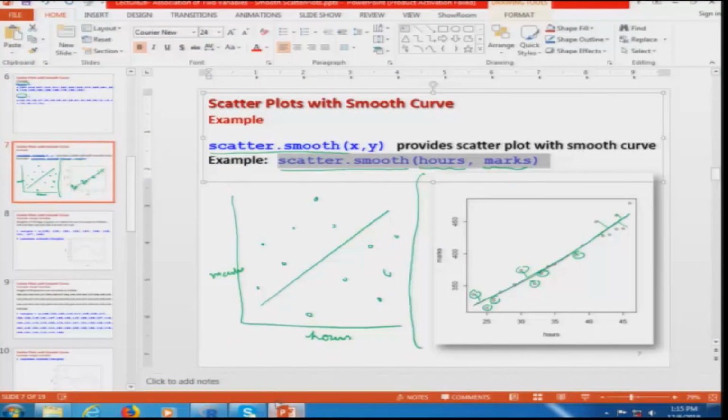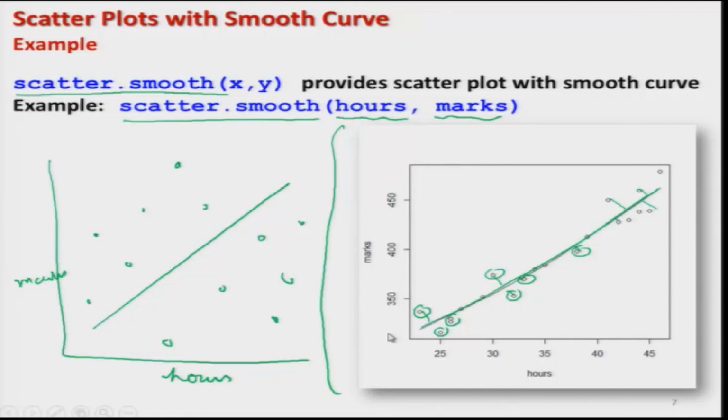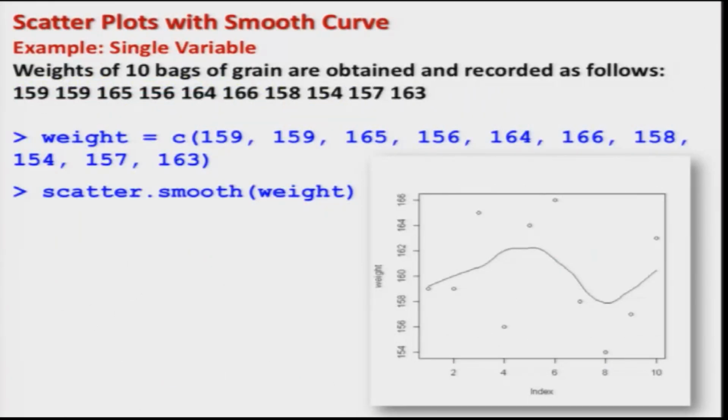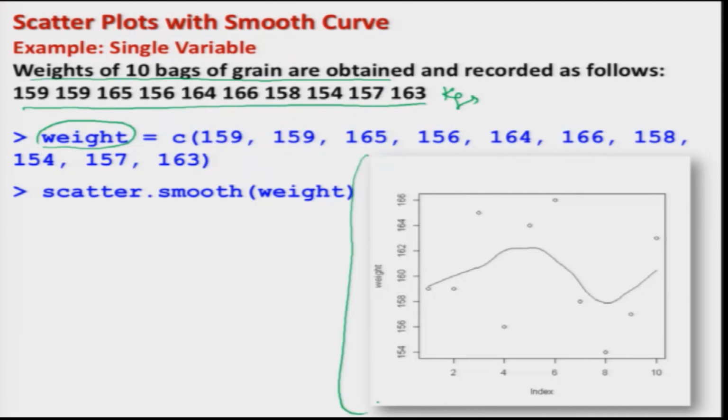Okay, so now let us come back to our slide. I am taking a very small data set here, considering 10 values, and these 10 values indicate the weight of 10 bags of grains, recorded in kilograms. This data is stored inside the variable weight. And I am trying to plot the scatter smooth graph for this data set, and the graph comes out to be like this.